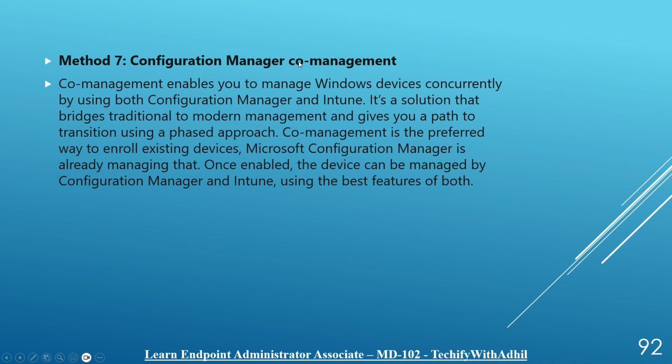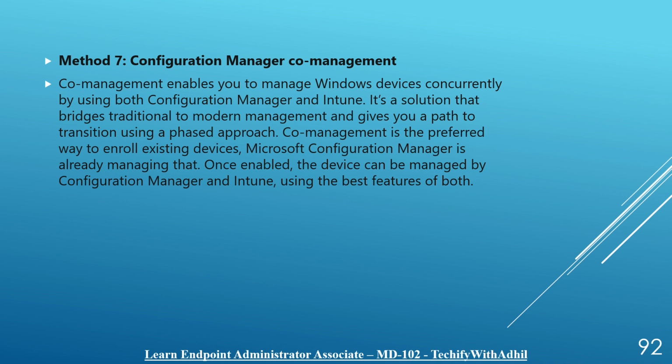Next is the 7th method, configuring co-management. Co-management enables you to manage Windows devices concurrently by using both Configuration Manager and Intune. It's a solution that bridges traditional to modern management and gives you a path to transition using a phased approach. Co-management is the preferred way to enroll existing devices that Microsoft Configuration Manager is already managing. Once enabled, the device can be managed by Configuration Manager and Intune using the best features of both.